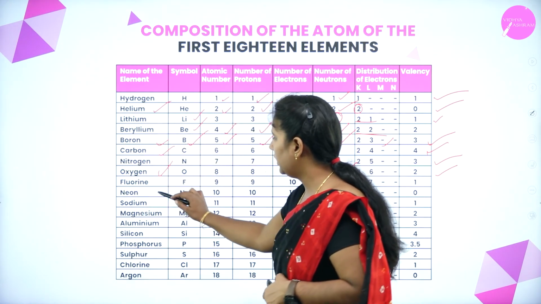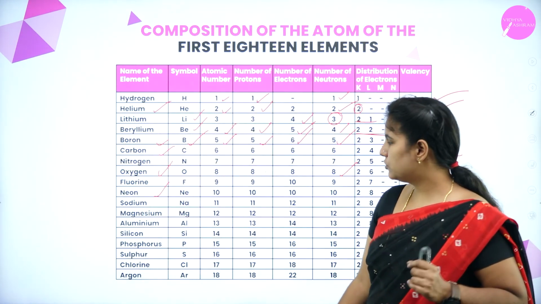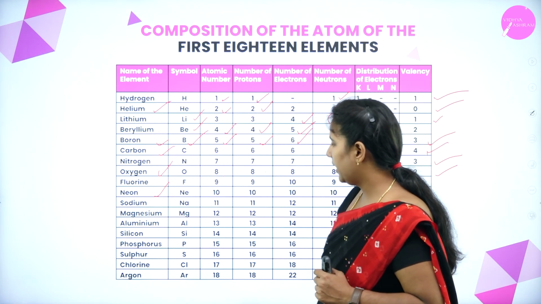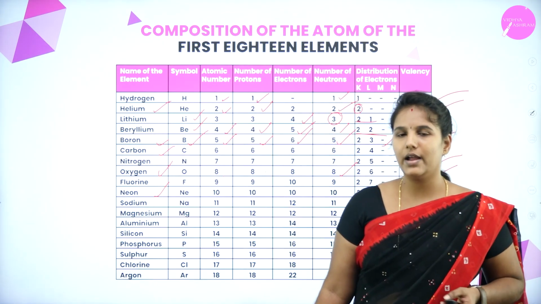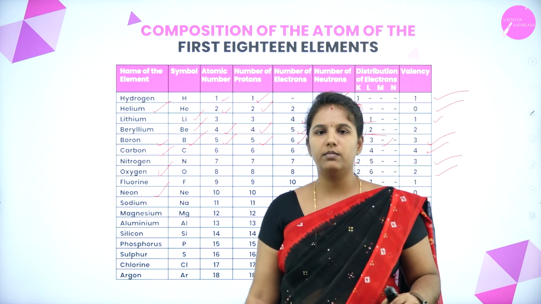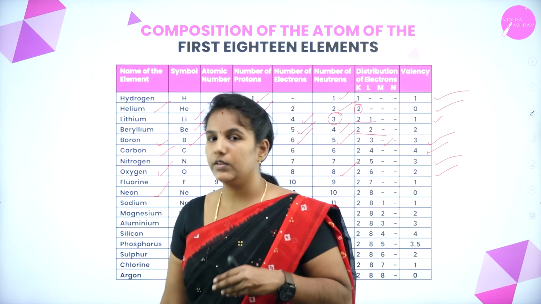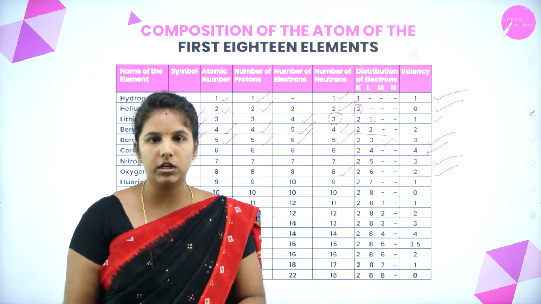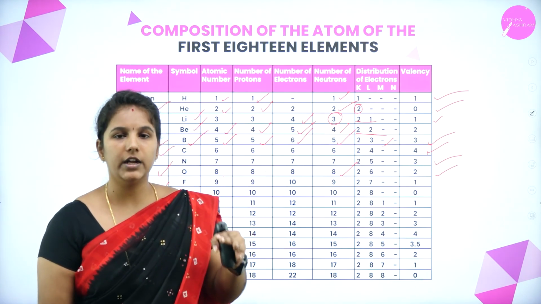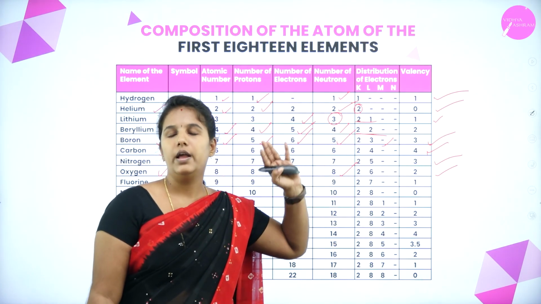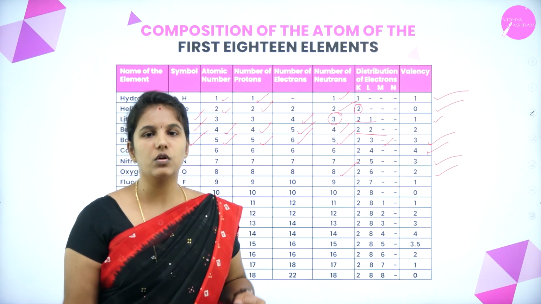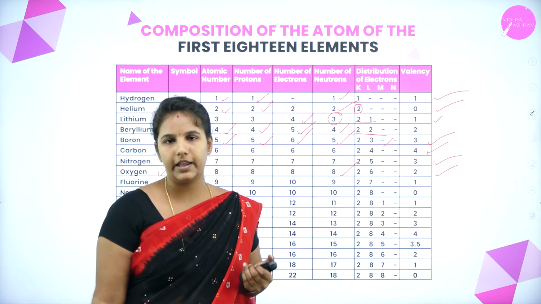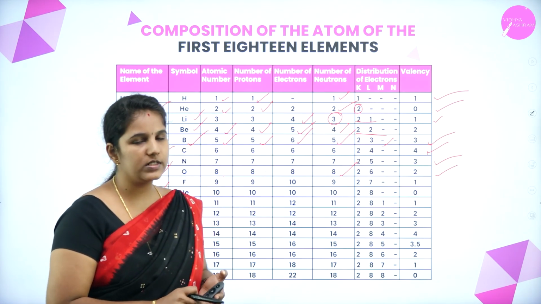Till neon, or till the first 20 elements, if you learn them, it's better for you to understand how we represent the element with its symbol and atomic number, how we count the number of protons and neutrons, how we distribute the electrons into the shells, and how we count the valency also. It is very important in chemistry. Hope you all understood this concept.